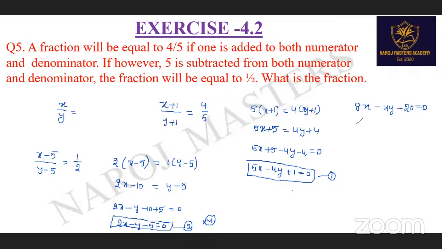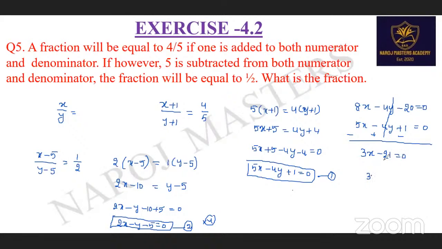And this equation is as it is, 5x minus 4y plus 1 equal to 0. Here the y terms are balanced, so just cancel the y terms here. This is minus, it will become plus, it will become minus. So plus 4y minus 4y gets cancelled. So 8x minus 5x is 3x. And this is minus 20 minus 1, that equal to minus 21 equal to 0.